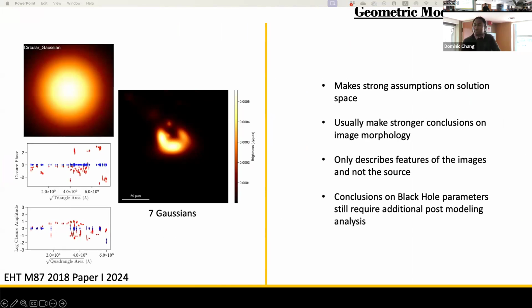But the problem with geometric modeling, at least the way that we do it, is that it only really fits image features. So it's very good for describing features of the images, but it's very not.